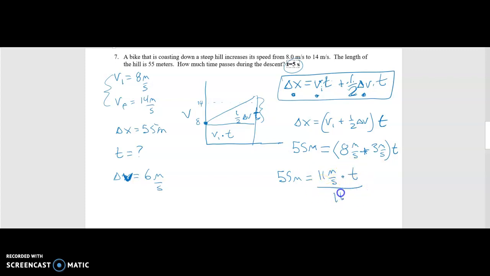Let's divide that 11 meters per second out of there. 11 meters, and I'm going to put the per second up here. They're gone, and we end up with t equals 5 seconds. And check it out, that's what it should have been.